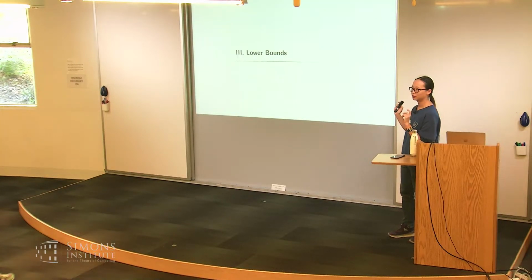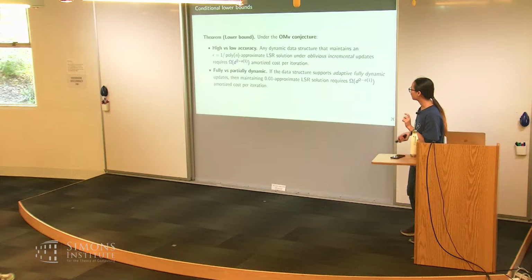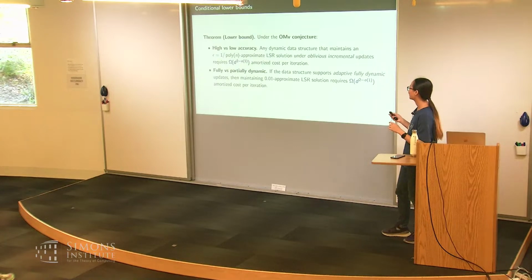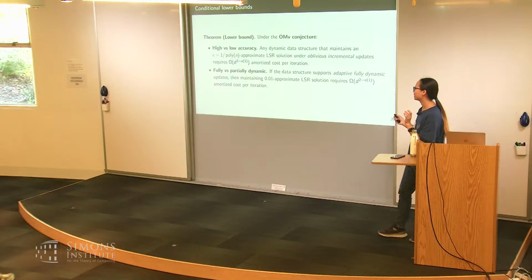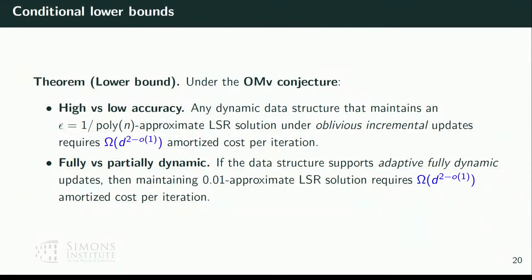Next, I will move to the lower bound part. Let me first state our lower bound lemmas again. As we showed in the upper bound, our dependence on epsilon is polynomial. And our first lower bound basically says there is indeed a separation between the high accuracy regime and the low accuracy regime. So we can't possibly get better than d squared amortized update time if we want to maintain a very, very good approximate solution. And the second separation is between the fully dynamic case and the incremental case.